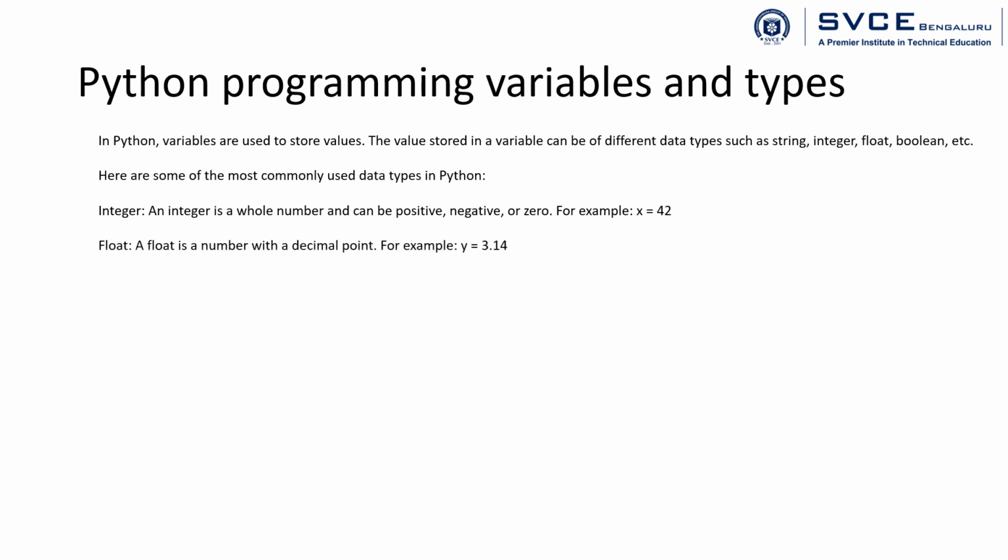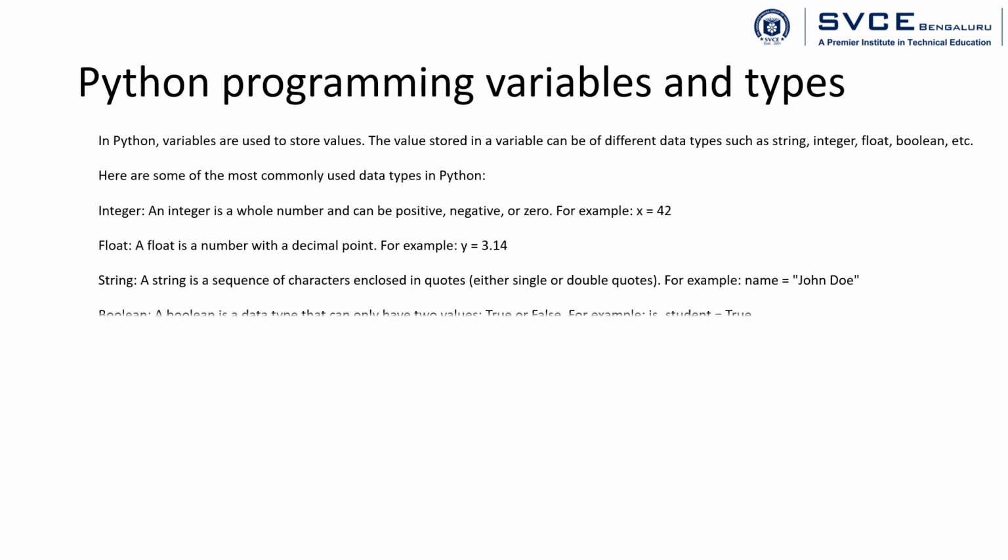String. A string is a sequence of characters enclosed in quotes, either single or double quotes. For example, name = "John Doe". Boolean. A boolean is a data type that can only have two values, True or False. For example, is_student = True.